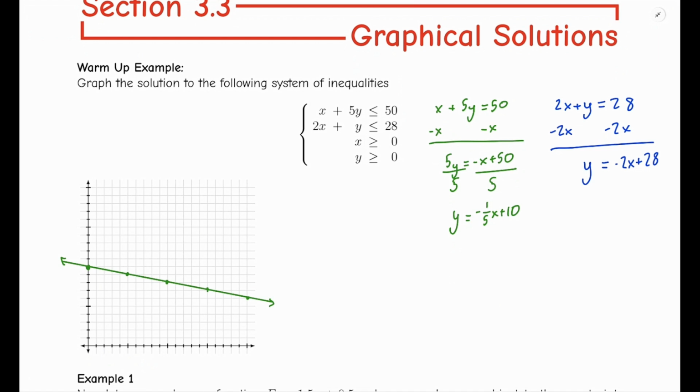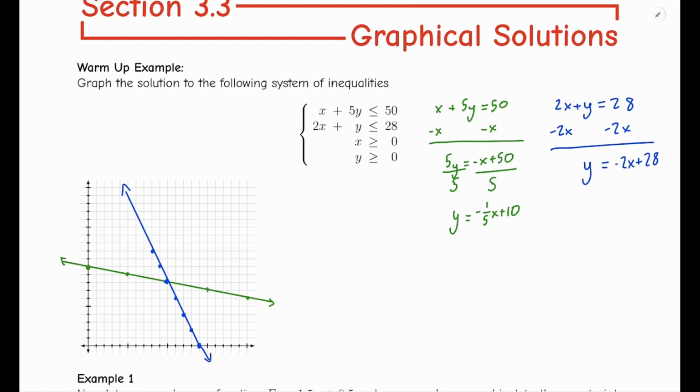Fortunately, 28 is not on here, but if I find the x-intercept, you get 14, because negative 2 times 14 plus 28 is 0. So my x-intercept is 14, and then I have a slope of negative 2, so up to the left 1. And there's our second boundary line.